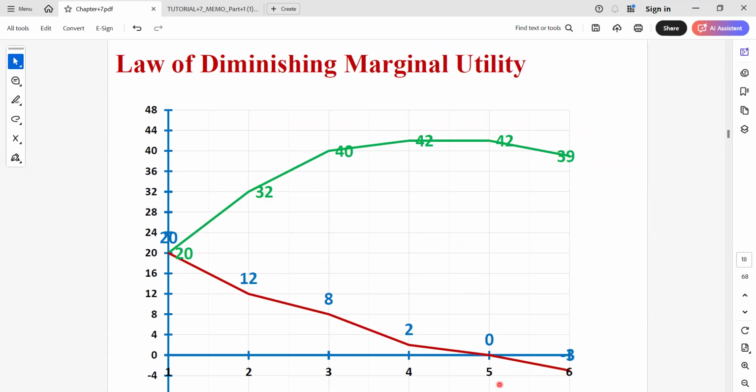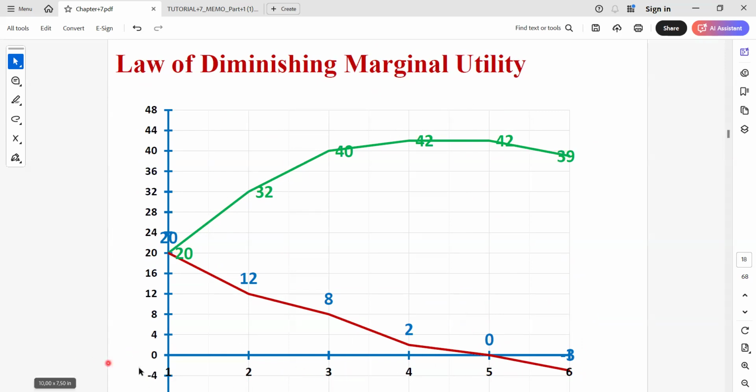And then when your marginal utility is zero, your total utility is at its maximum. After that, it's going to decrease because now your marginal utility is what? Negative. So remember here on your, what are these called?